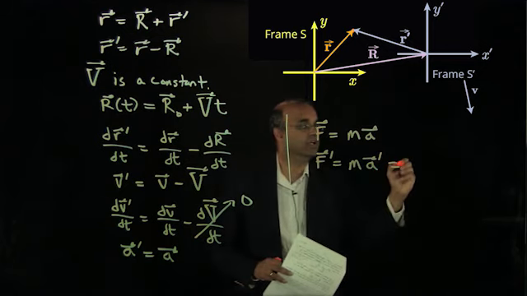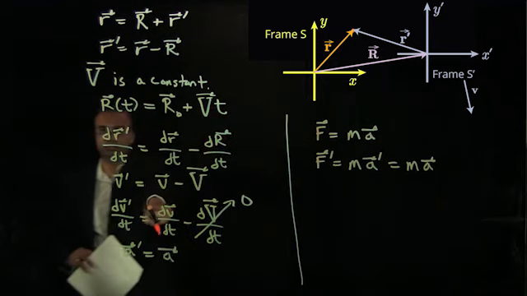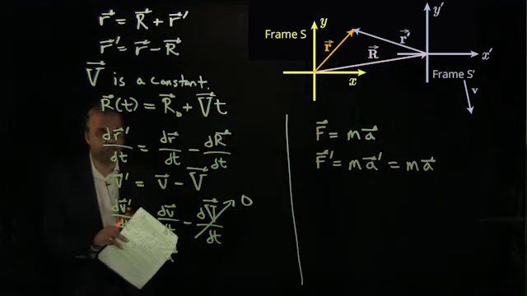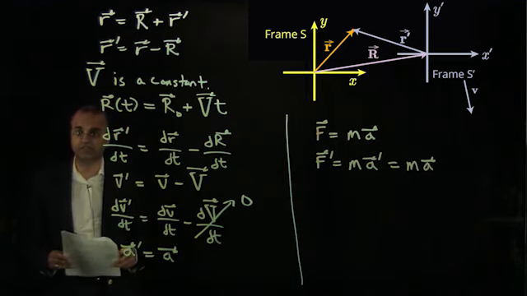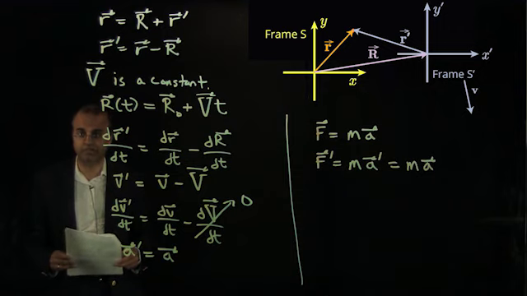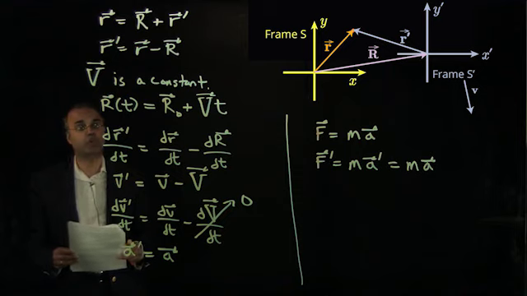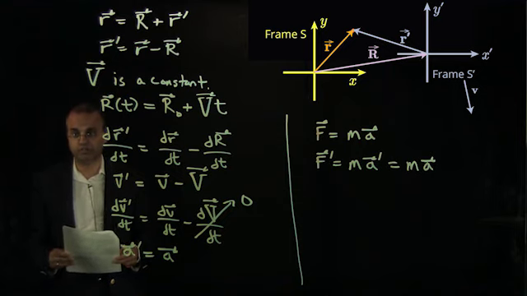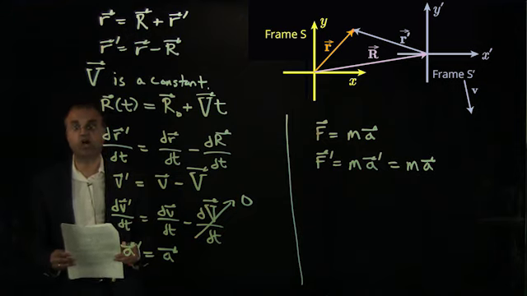But A prime is equal to A, as we calculated here. So we see that the forces in the two frames are identical, even though the positions and velocities in general will be different as measured in the two frames for the same object. But the accelerations will be identical, and so the forces will be identical. So if one of these reference frames is an inertial frame, one in which an isolated body moves at constant velocity, then any other frame moving at constant velocity with respect to the first frame will also be an inertial frame.